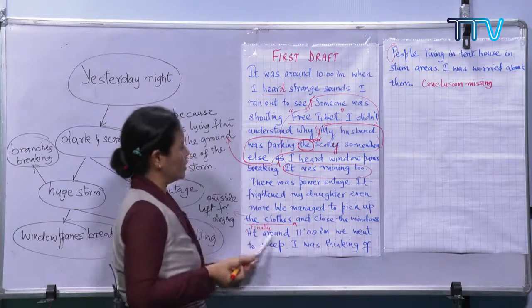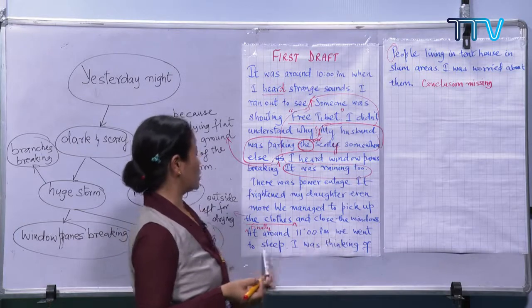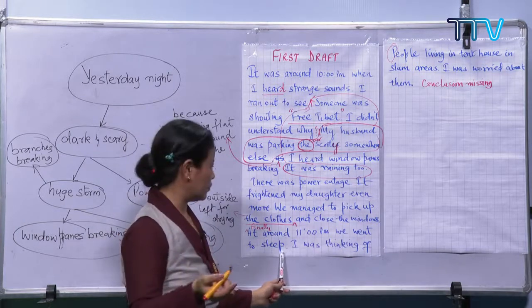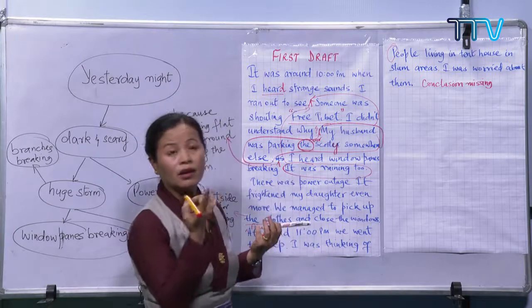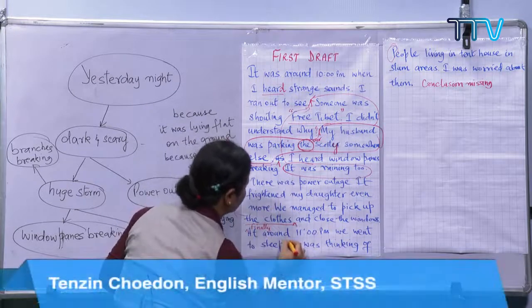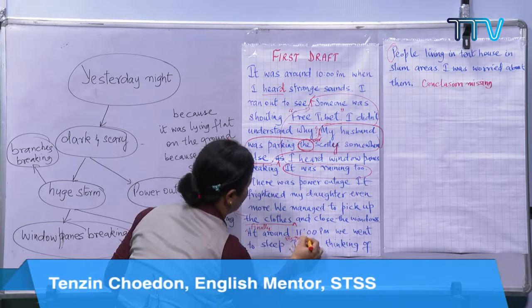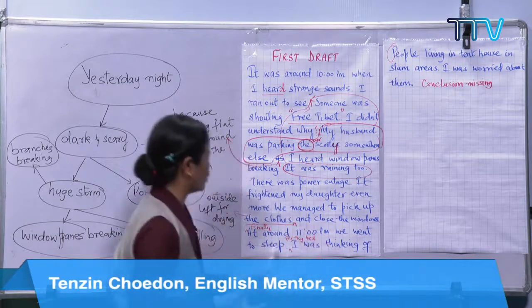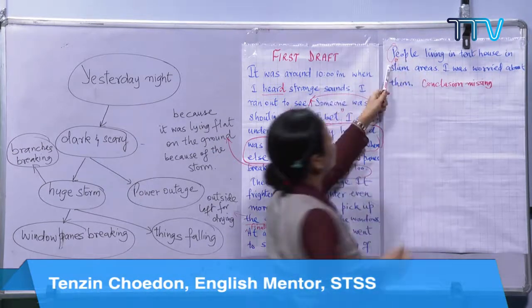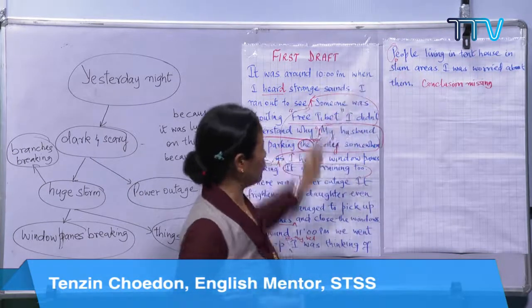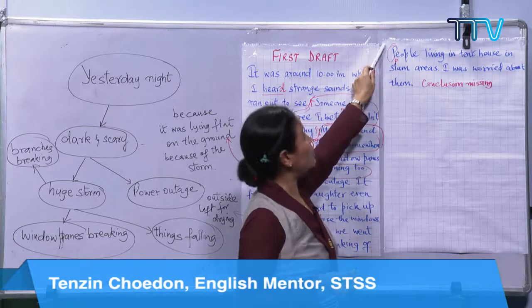Finally, at around 11 p.m. we went to bed, or we went to sleep. And then I was thinking of, so where? Okay, on my bed. On my bed, I was thinking of, so here I have to use the lowercase p, right? Here I have written the uppercase, a capital P, which is wrong.